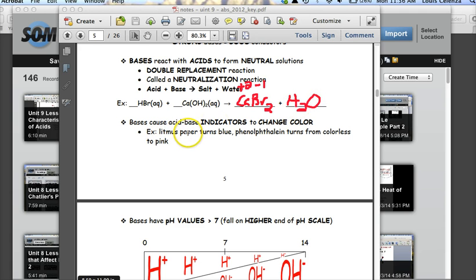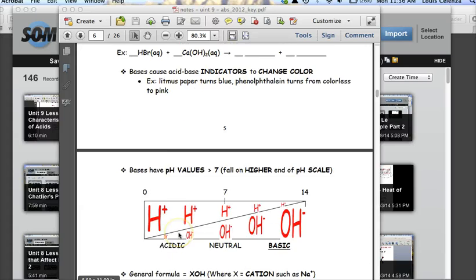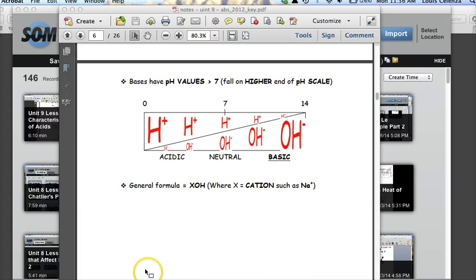Bases also cause indicators to change color. Litmus turns blue in a base, and phenolphthalein is pink in a base. Not to confuse it with the colorless, it's just kind of throwing people off here. Let's move down. Let's complete the properties of bases.